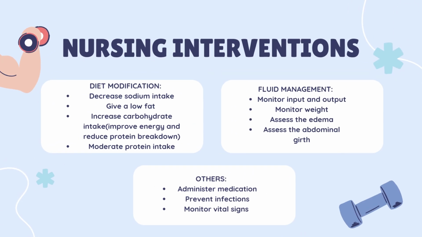What should you do as a nurse? You should give them a low sodium diet because sodium holds on to water, and if you give them more sodium, there'll be more swelling, more fluid retention. Patients should also be on a high carbohydrate diet because it will improve their energy and prevent further breakdown of the proteins. So the diet should have moderate protein because too much protein increases proteinuria and strains the kidneys even more. Too little protein worsens the hypoalbuminemia and might cause malnutrition and muscle wasting.